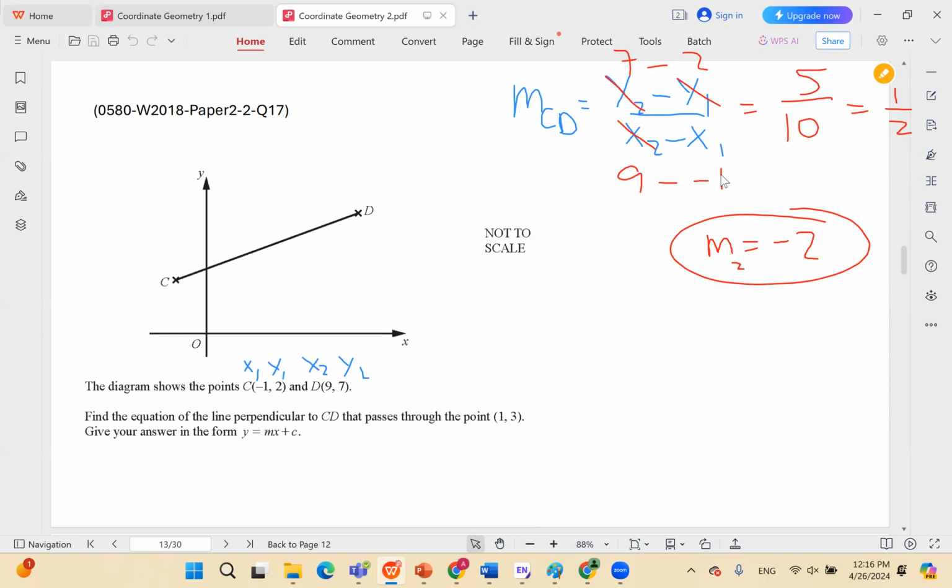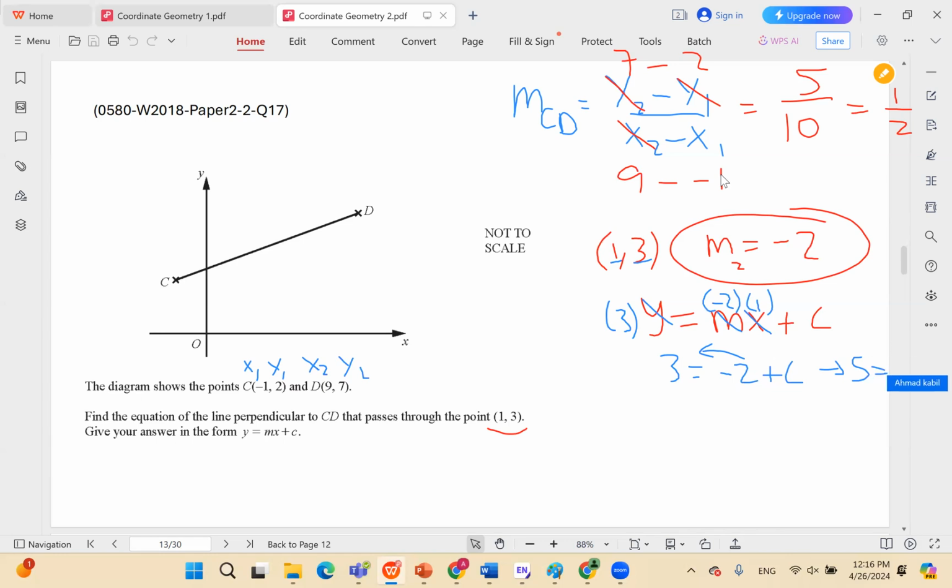Now we have this point 1, 3 that we're going to use to get the equation of a line. We write down y equals mx plus c. We put the x as 1, and the y as 3, and the m as negative 2. So 3 equals negative 2 plus c. Take it to the other side. So 5 equals c. So finally, y equals negative 2x plus 5 is our final answer.